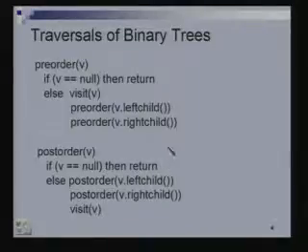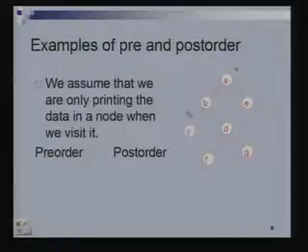Let's see if we have understood this. Let's look at an example. This is my tree, it's a binary tree. I want you to tell me what the pre-order and the post-order traversal of this tree is. What we are doing when we visit a node is that we are just printing out the contents of the node. So, let us first look at pre-order.